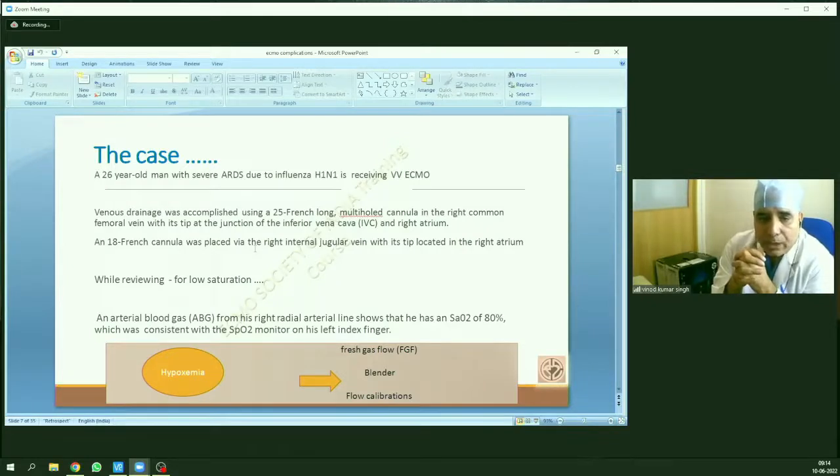We look at the fresh gas flow. This is the first step you will be looking at, whether you have a correct oxygen supply or not. Look at the blender and look at the flow calibration in your blender. Because these are the machine-related problems which can cause hypoxemia to your patient.